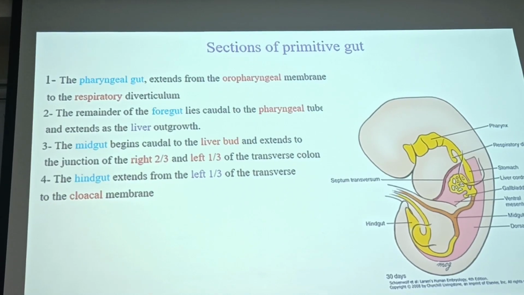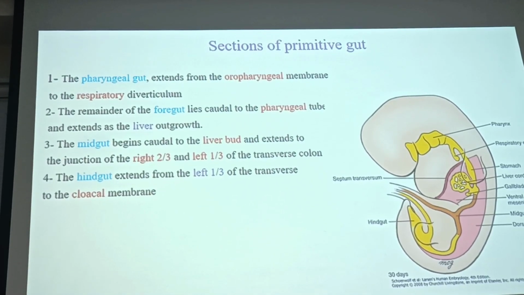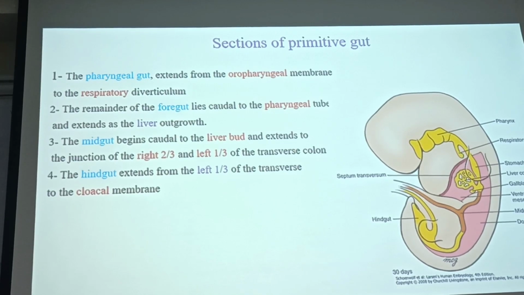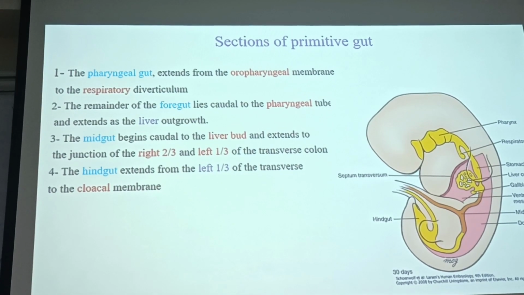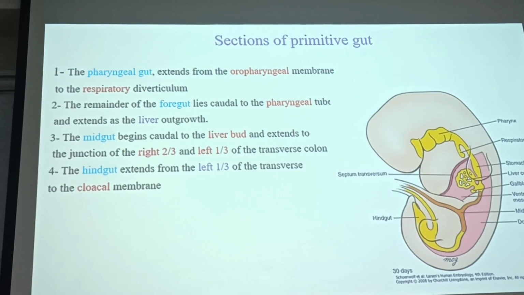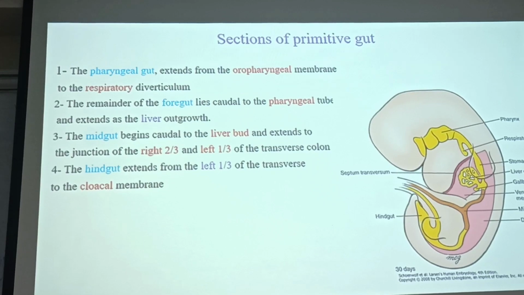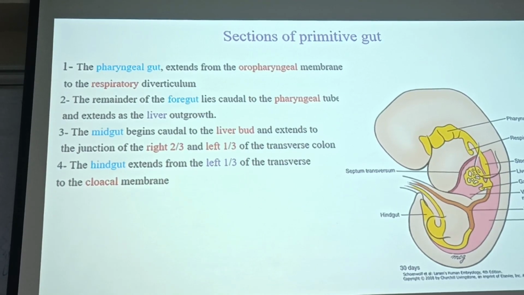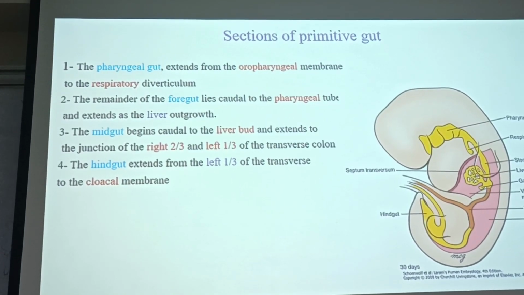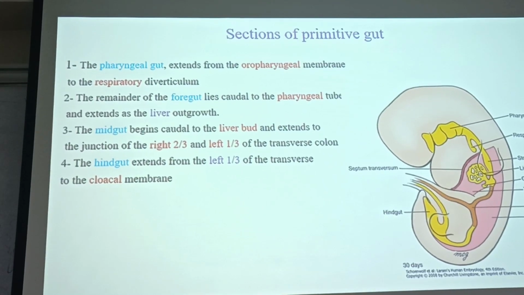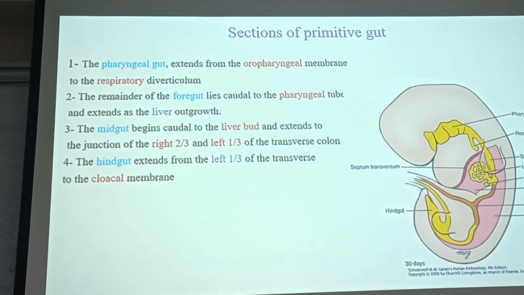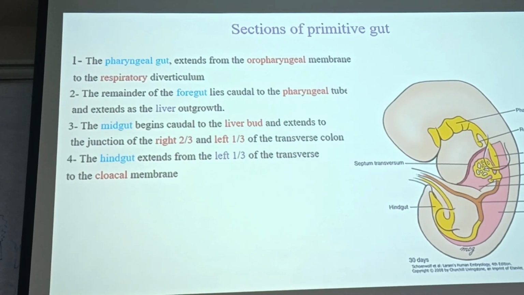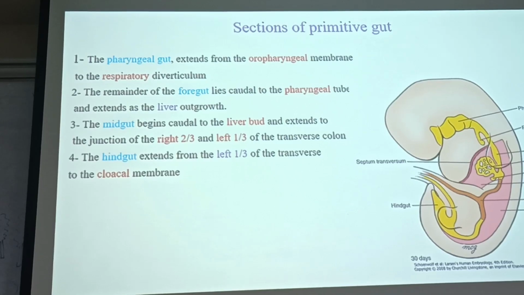Foregut gives rise to esophagus, stomach, liver, gallbladder, and the first part of the duodenum. Midgut gives rise to the remaining part of the duodenum, jejunum, ileum, cecum, appendix, ascending colon, and right 2/3 of the transverse colon. And hindgut gives rise to the left 1/3 of the transverse colon, descending colon, sigmoid colon, rectum, and the upper part of the anal canal.